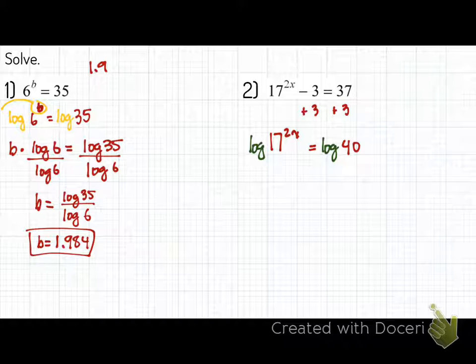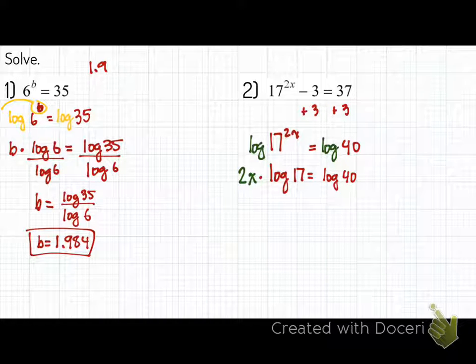Now what can I do with that 2x? Bring it over, right? We get 2x times the common log of 17 is equal to the common log of 40, okay? And I want to get the x by itself, right? So think about this. This is like saying 2 times x times the common log of 17, right? Y'all see that? 2 times x times common log of 17, yes? Okay, good. So I want to get the x by itself. Everything next to the x is being multiplied. So what's the opposite of multiply? Divide. So I'm going to divide both sides by the common log of 17.